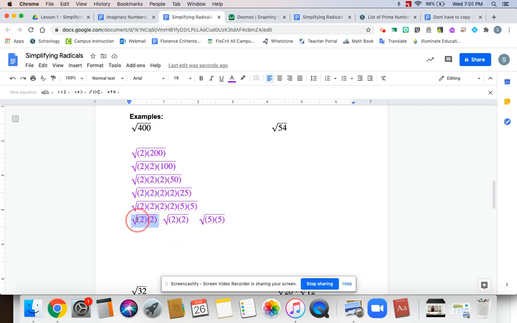This 2 times 2 is 4, right? And the square root means it undoes it. So the square root of 4 becomes 2.